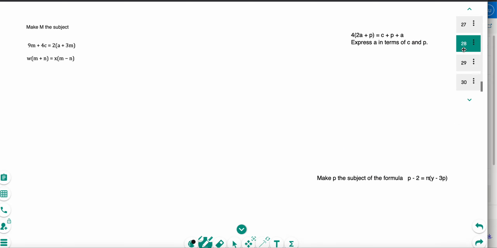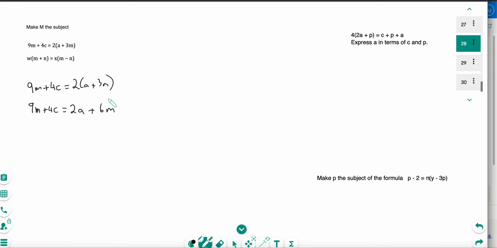Cool. Oh, shoot, there's a few more. All right, here. Make m the subject. Let's do the first one. 9m plus 4c equals 2 brackets a plus 3m. Make m the subject. Well, first things first, you see brackets, expand the brackets. So 9m plus 4c equals 2a plus 2 times 3m is 6m.